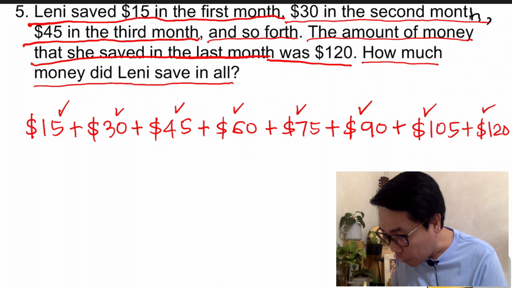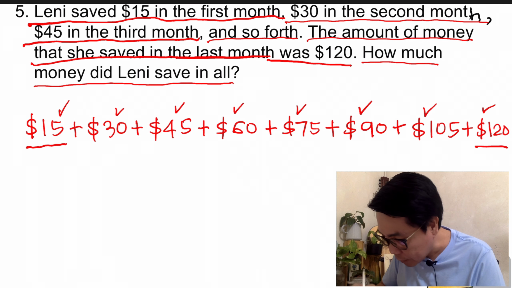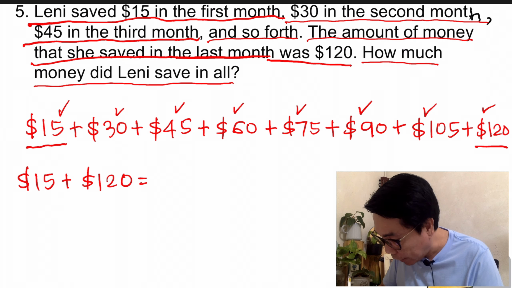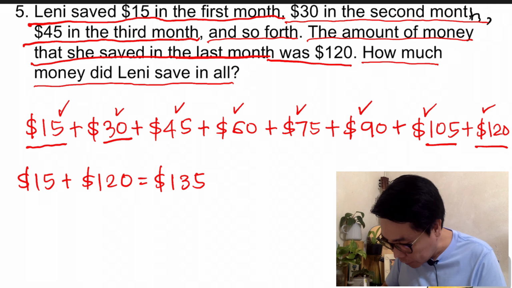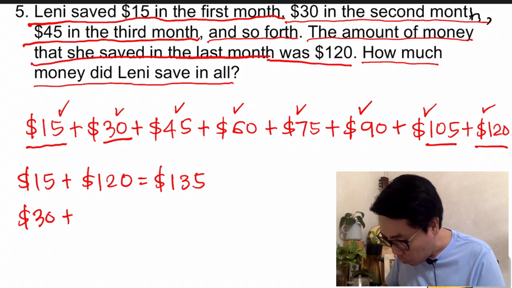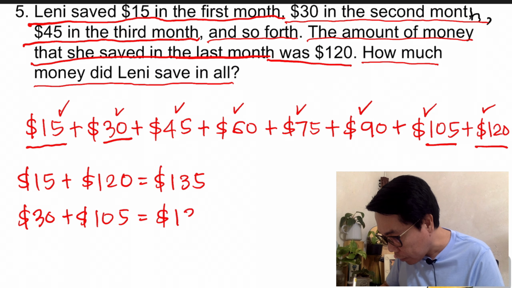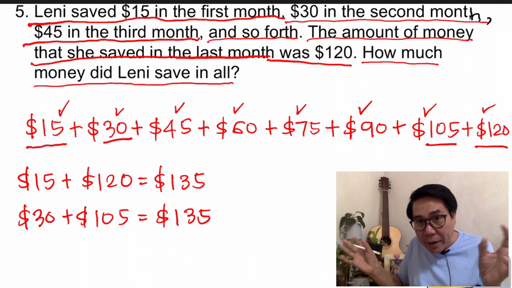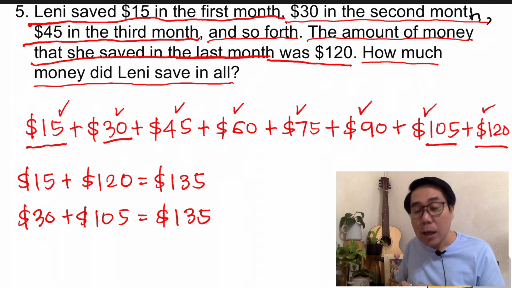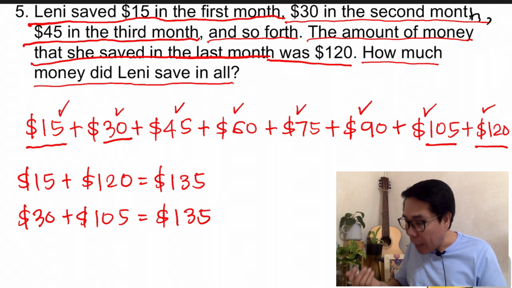Now, apply the way how we add. We have to add the first and the last first. So we have $15 plus $120. We got $135. Then the next one is $30 plus $105. We got $135, and so on. So we can see the pattern that when we add the pairs of numbers, it gives us $135.